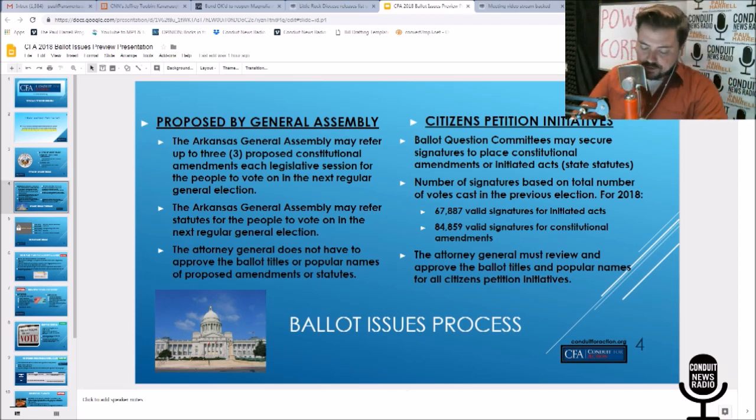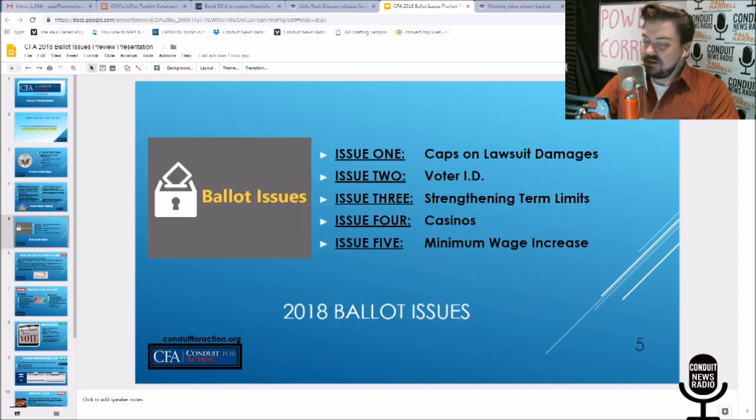Ballot question committees may secure signatures to place constitutional amendments or initiated acts. The number of signatures is based on the total number of votes cast in the previous election. For 2018, 67,887 valid signatures for initiated acts and 84,859 valid signatures for constitutional amendments. So, again, initiated acts would be new laws. Constitutional amendments would be amendments to the Constitution. Pretty straightforward.